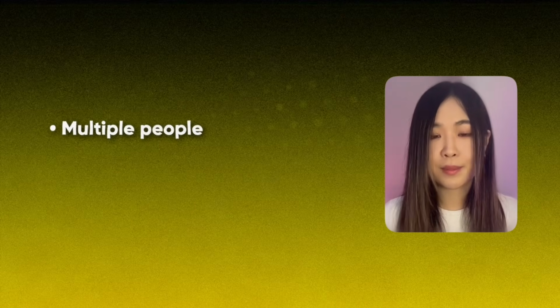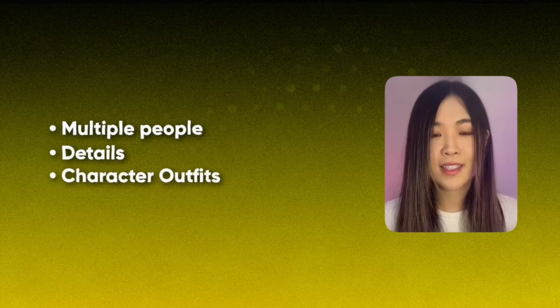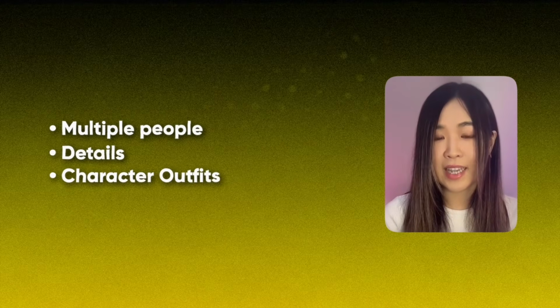So that's reference to video. You get complete control over consistency by giving the AI the full picture upfront. Whether it's multiple people, details, or character outfits, you're no longer limited to hoping the AI guesses correctly.